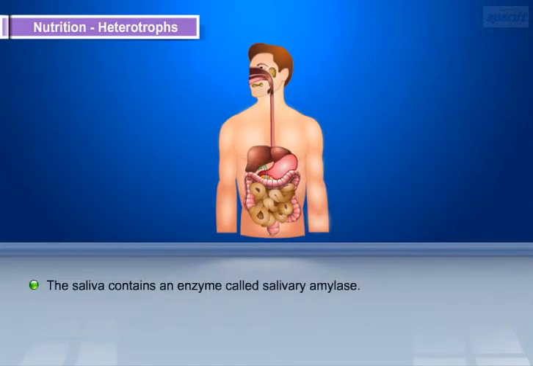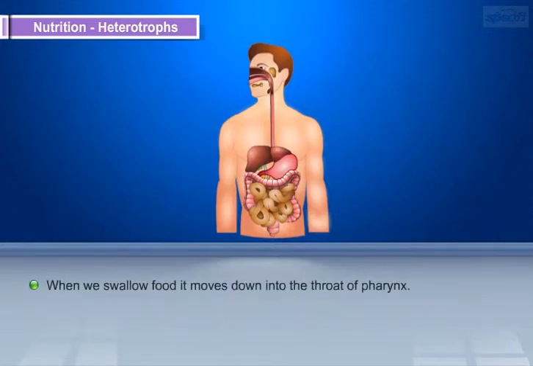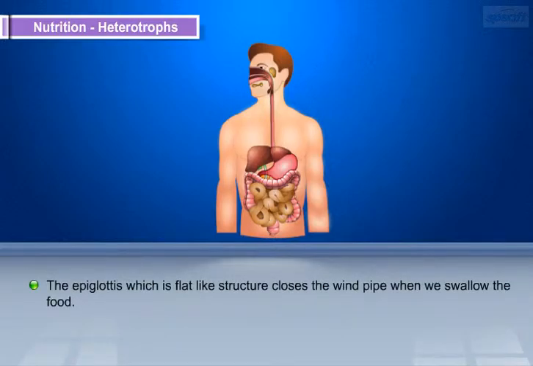The saliva contains an enzyme called salivary amylase. Salivary amylase breaks down the starch present in the food into simpler sugar, that is, starch is converted to maltose. When we swallow food, it moves down into the throat or pharynx. The epiglottis, which is a flat-like structure, closes the windpipe when we swallow the food.